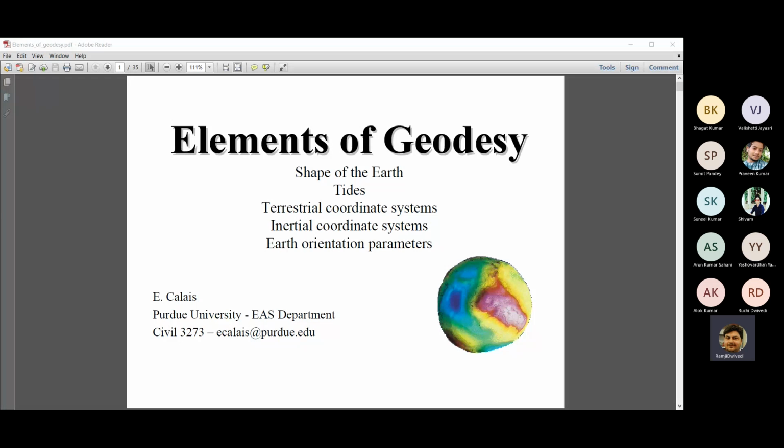The second part is that in the case of geodesy, or let's say GPS, what is really happening? You are getting the positions, isn't it? But these positions need to be referred with respect to a certain reference.